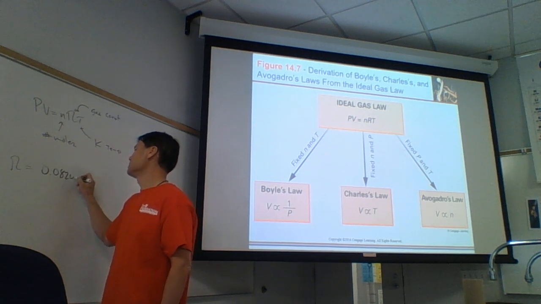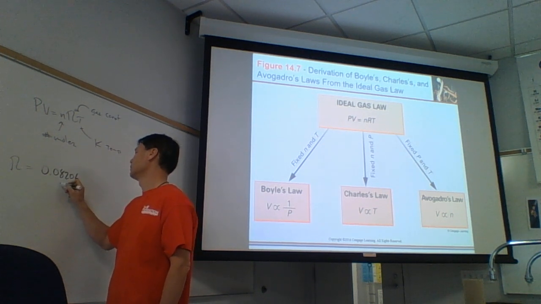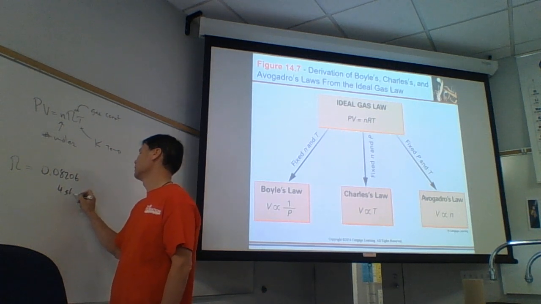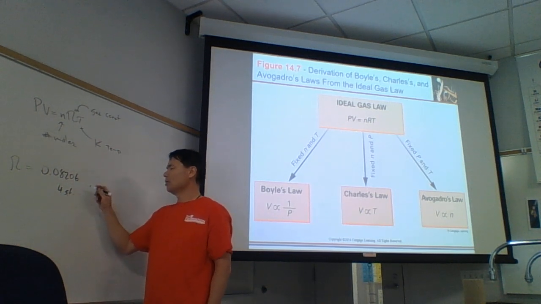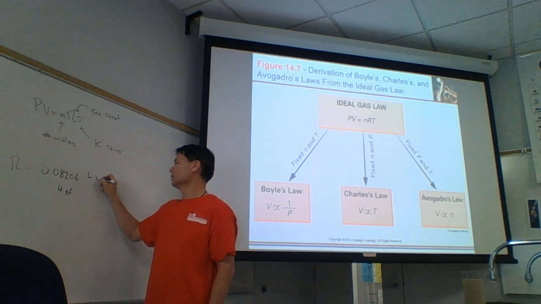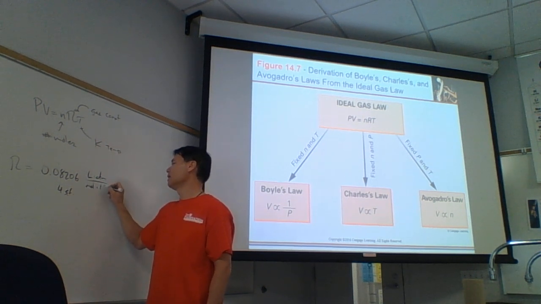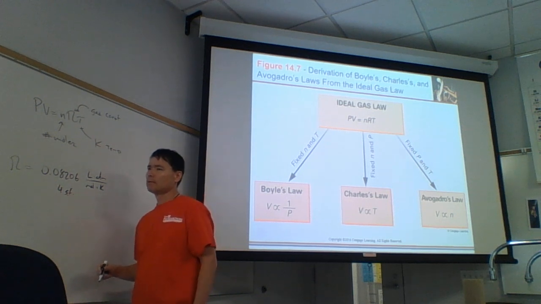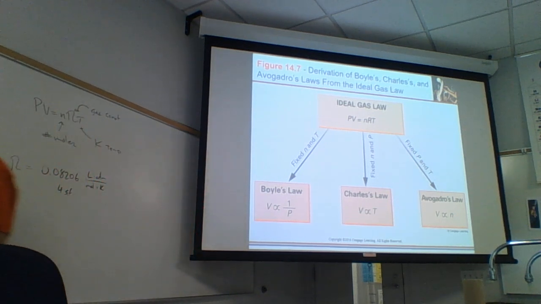So the gas constant, R, we're going to memorize this to 4 sig figs: 0.08206 liters times atmosphere divided by mole times Kelvin. Liters atmosphere per mole Kelvin. Actually, you don't have to memorize it. I'll give it to you.